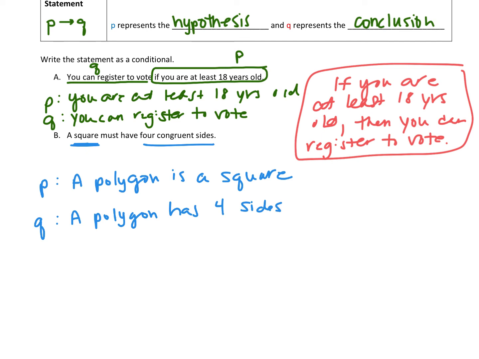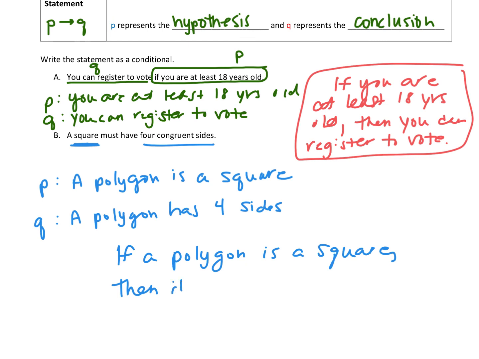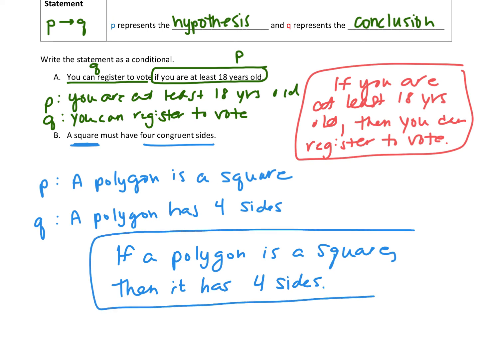So let's put that together as a conditional statement. If P, then Q. So if a polygon is a square, then, and I could say then the polygon has 4 sides, or I can just say then it has 4 sides. So here's our conditional statement for part B. If a polygon is a square, then it has 4 sides.